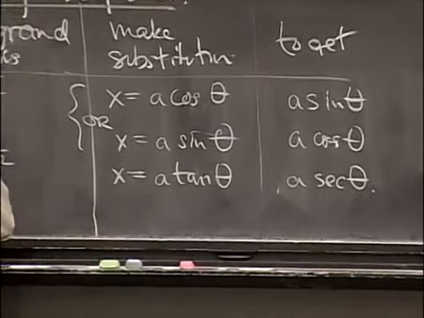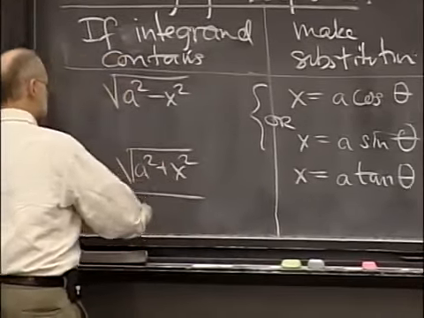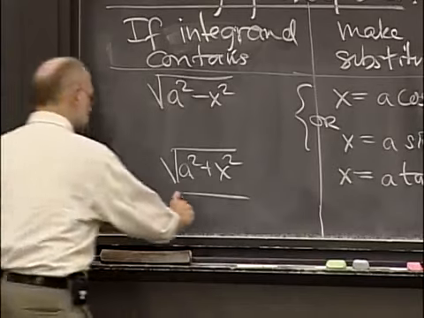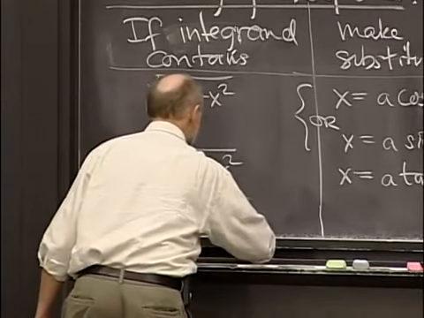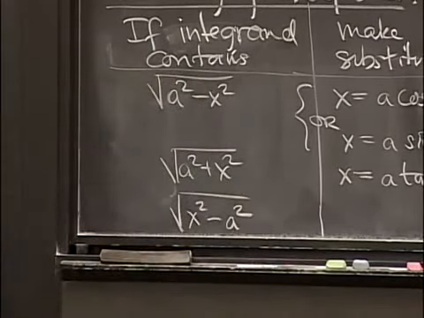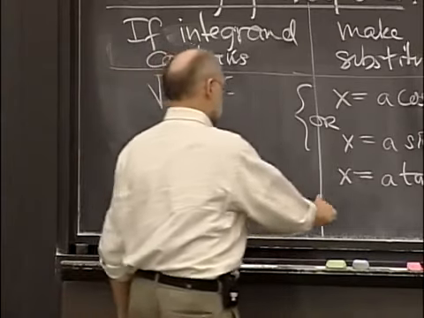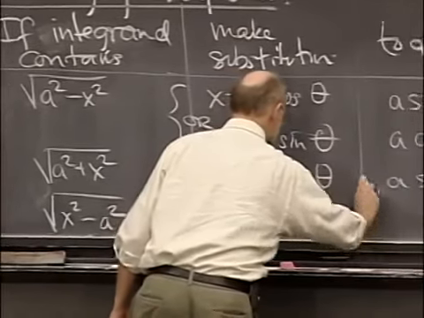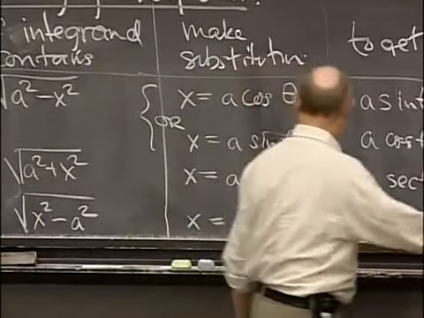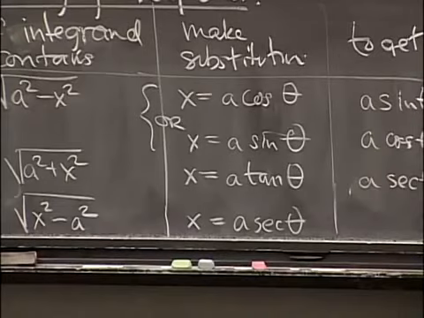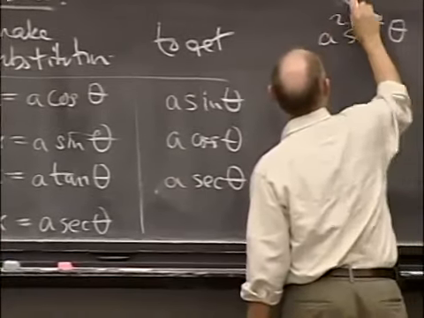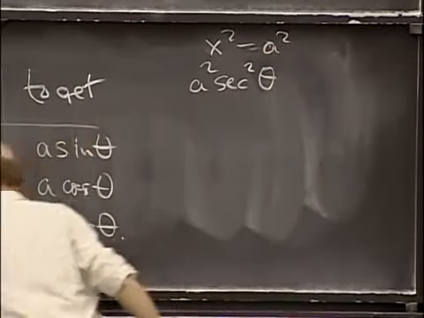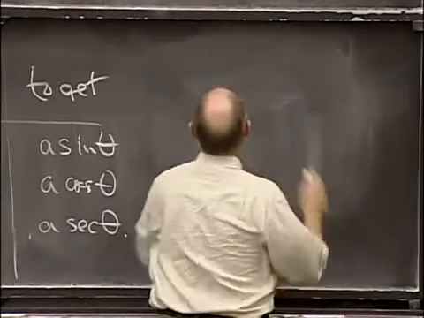There's one more thing in this table. It's sort of the only remaining sum or difference of terms like this, and that's what happens if you have x squared minus a squared. So there, I think we can make a substitution a times the secant of theta. Because after all, secant squared of theta, so x squared minus a squared, sorry. Let's see what happens when I make that substitution.